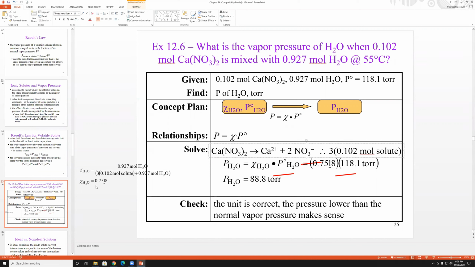Any questions on how I got the mole fraction for water or why we need it? No? All right.